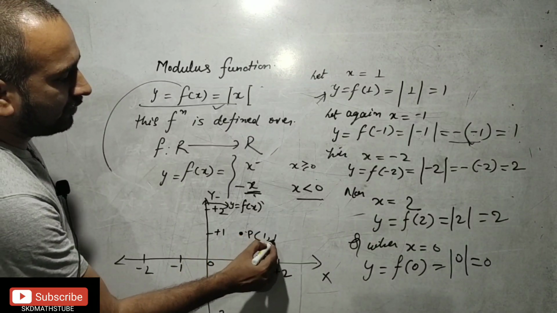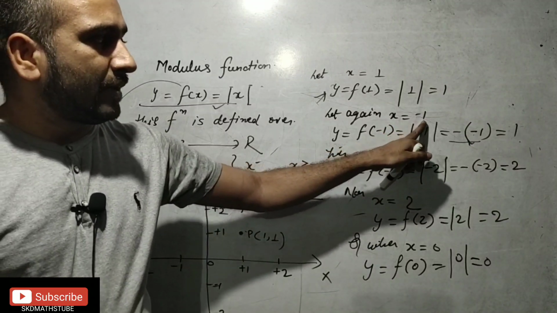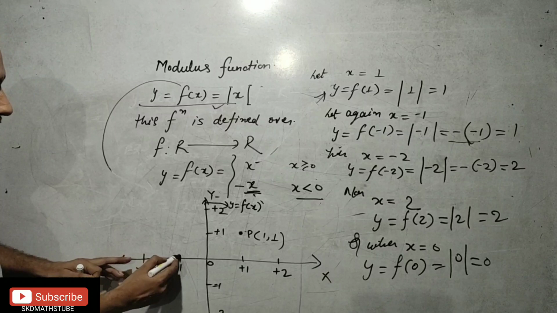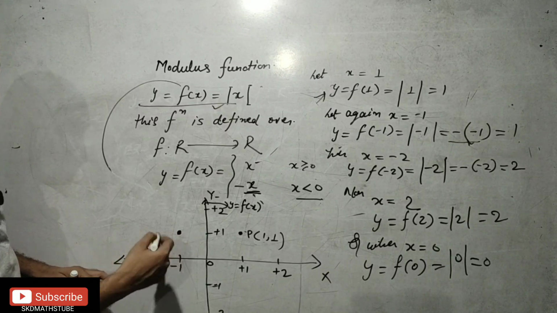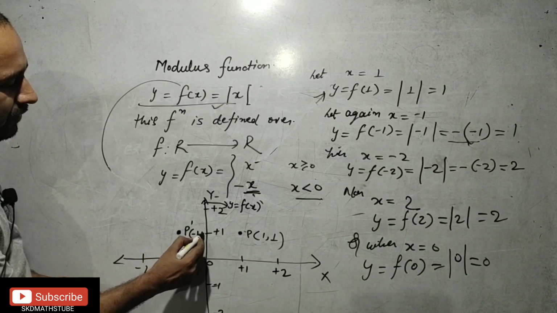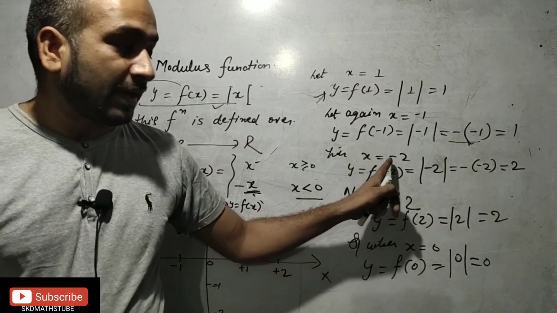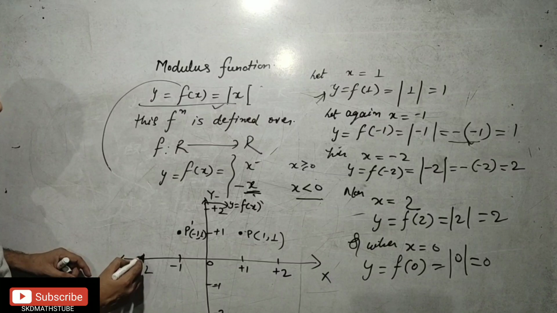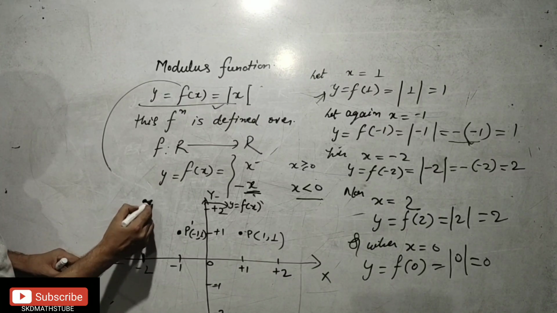The coordinates are (1, 1). Next, when x is -1, what is the value of y? y is +1. When x is -1, the value of y is 1, so we locate this point. Suppose this is point P dash and the coordinates are (-1, 1). Next, when x is equal to -2, y is also +2. When x is -2, what is the value of y? We will locate it here. What are the coordinates?